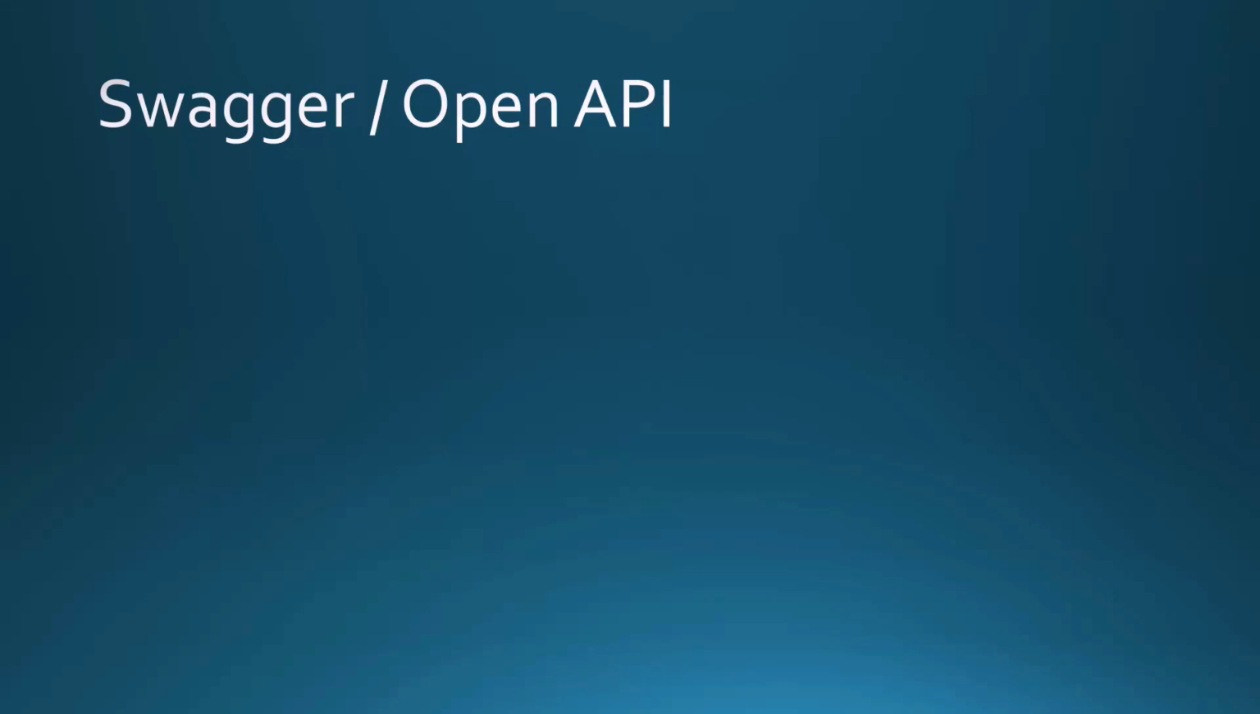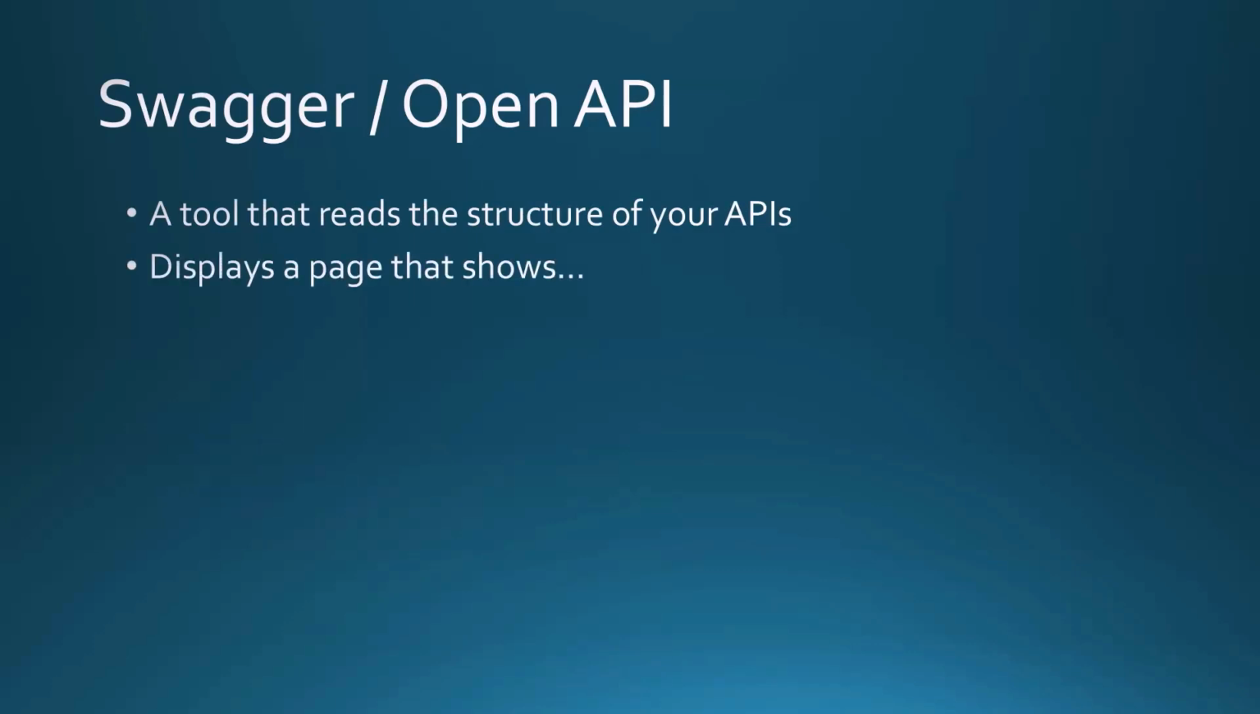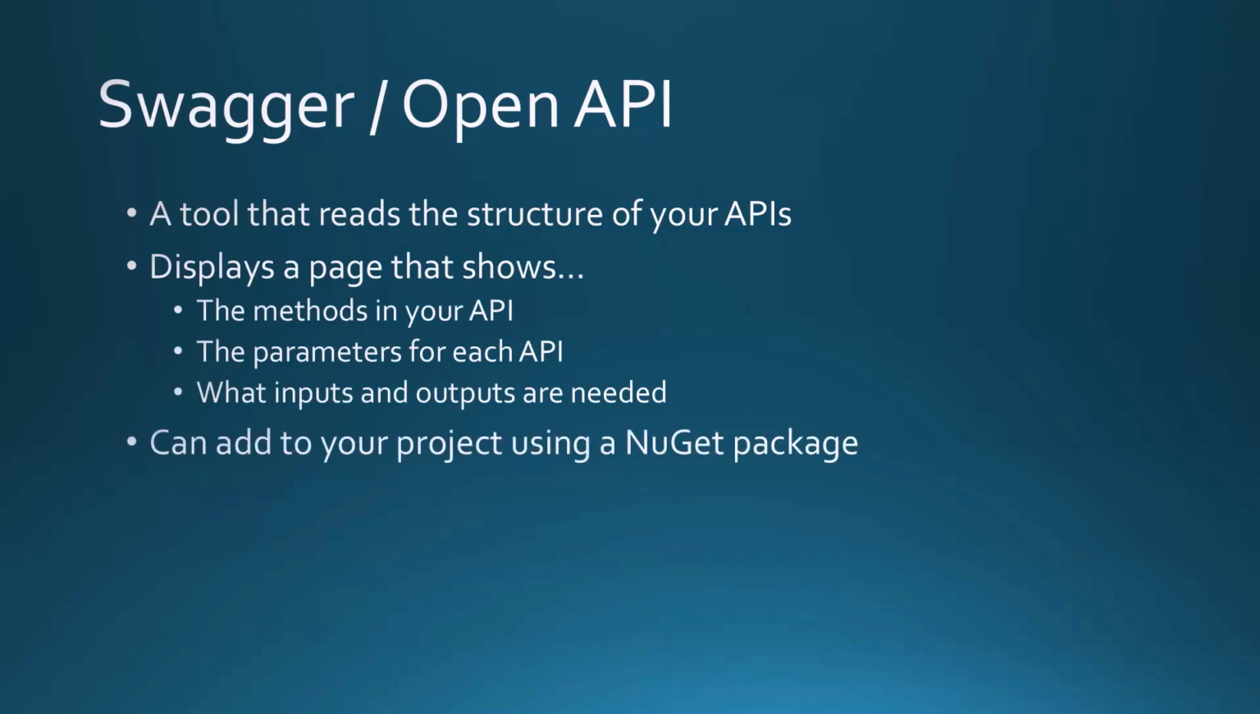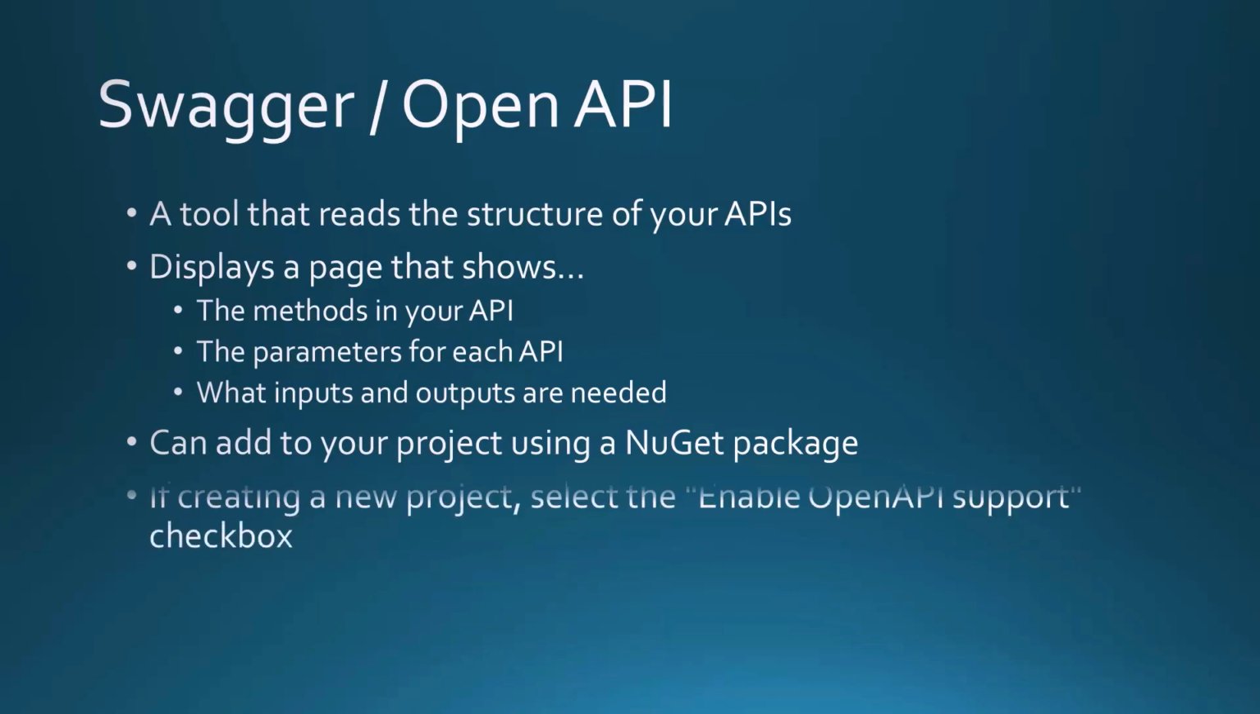Now there's also something called an Open API. Microsoft has built this into Visual Studio, and it's a tool that reads the structure of your API and displays a page that shows the methods in your API, the parameters for each API, and what inputs and outputs are going to be needed and returned. You can add Open API and Swagger to your project using a NuGet package. However, if you're creating a new project, you could actually select that Enable Open API Support checkbox, which is what we're going to do now.